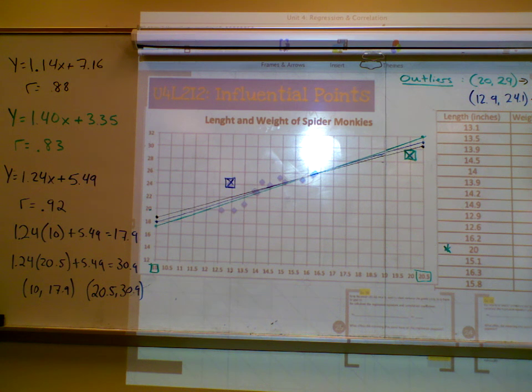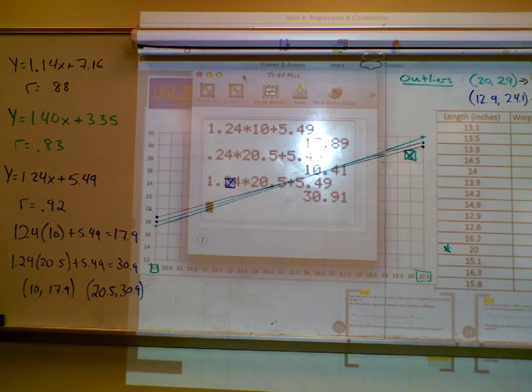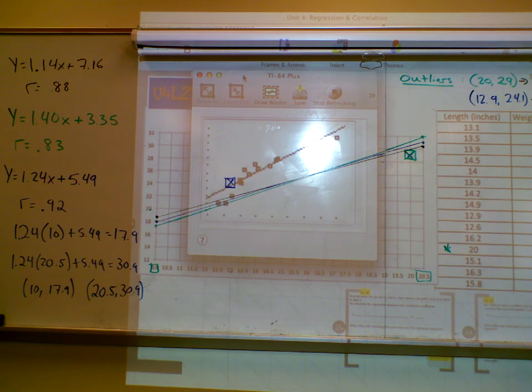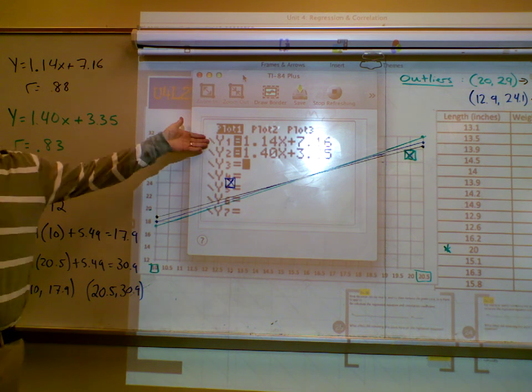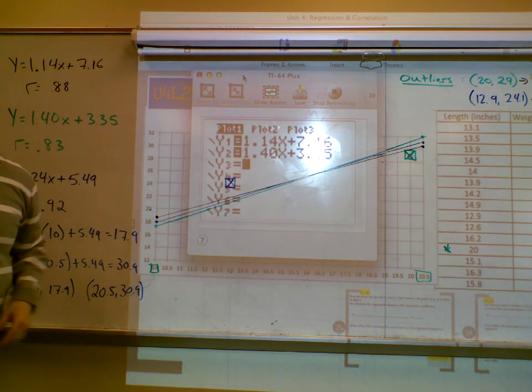So instead of graphing them on my graph, what could I have done with my calculator? Because remember, we have the original line in there, don't we? So if I want to put the other two in there, what should I do? Good, if I go to my Y equals page, I can plug in this one, 1.40x plus 3.35. And I can plug in this one. Notice I'm leaving the other ones in there so I can compare them. If I don't leave my original in there, can I compare it? No, I need it there.